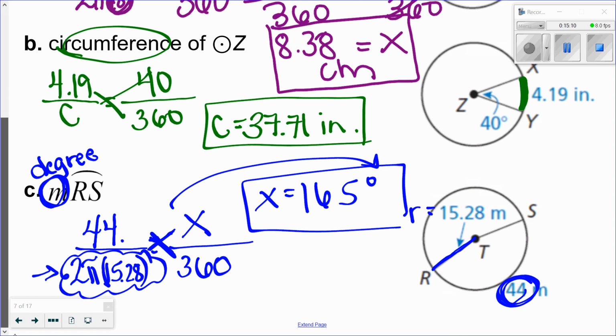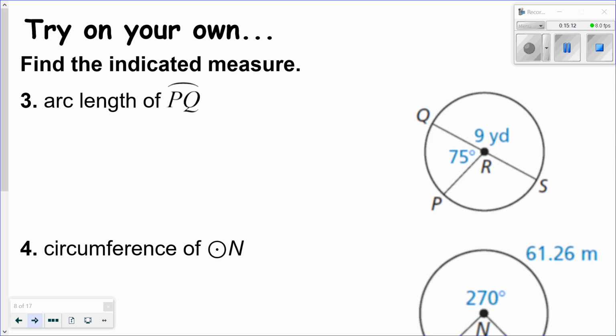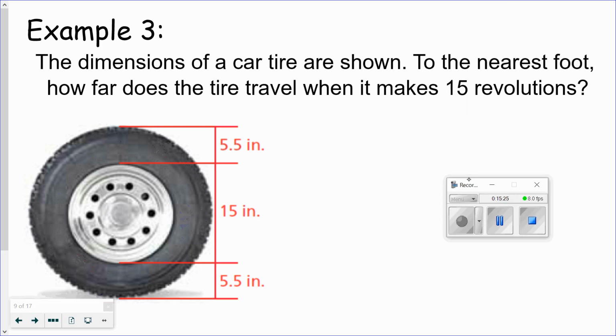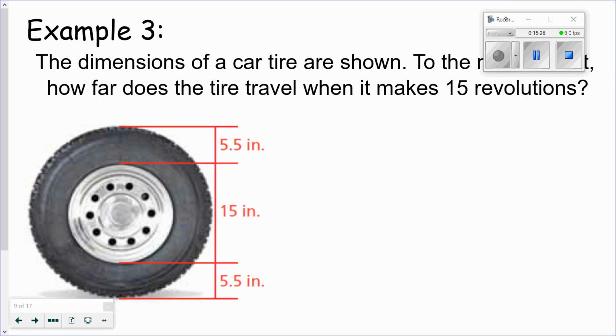Okay, let's move on to the next page. We have a couple word problems here. So, example 3, the dimensions of a car tire are shown. To the nearest foot, how far does the tire travel when it makes 15 revolutions? Okay. Well, what you want to look at is you want to know the distance around the entire tire. Okay. That'll be the distance that one revolution makes. Okay. So number 1, find the circumference.